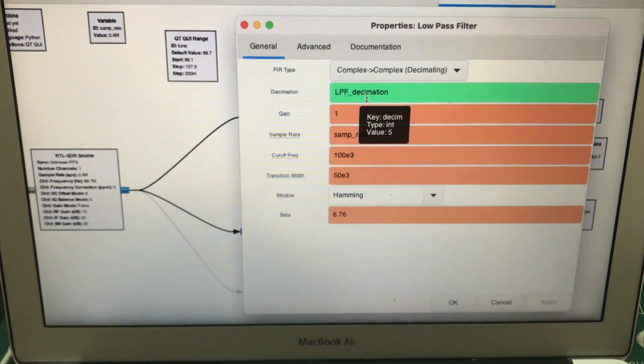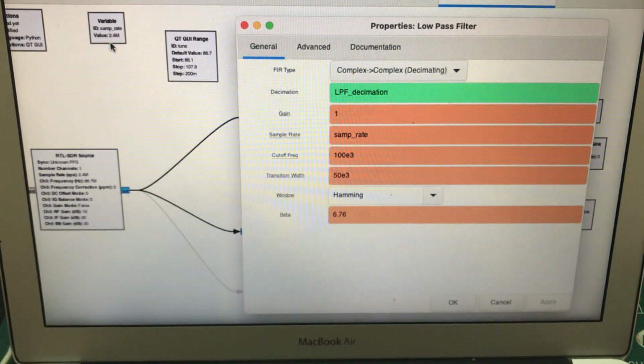In other words, it's going to take your original samp rate and bring it down 5 times. For example, if my samp rate is 2.4 mega, it's going to drop this down 5 times. So 2.4 mega divided by 5, whatever your decimating factor is. If it's 2.4 megahertz divided by 5, you will get around 480 kilohertz. That is going to be your samp rate.